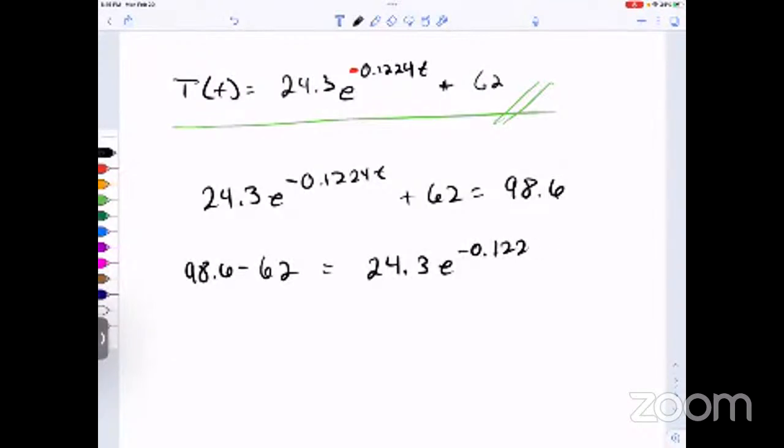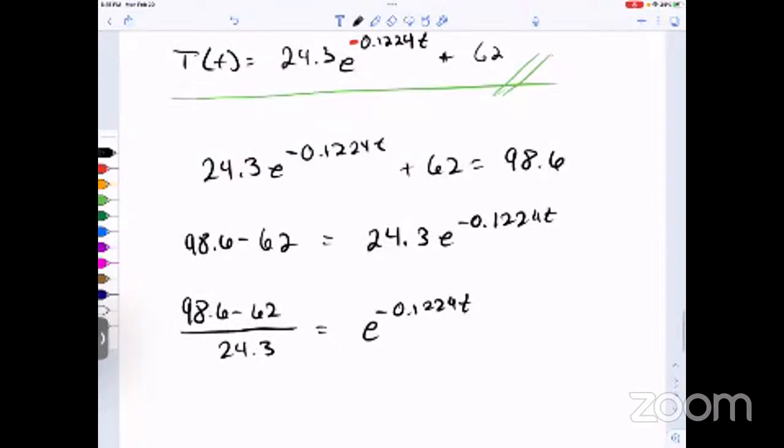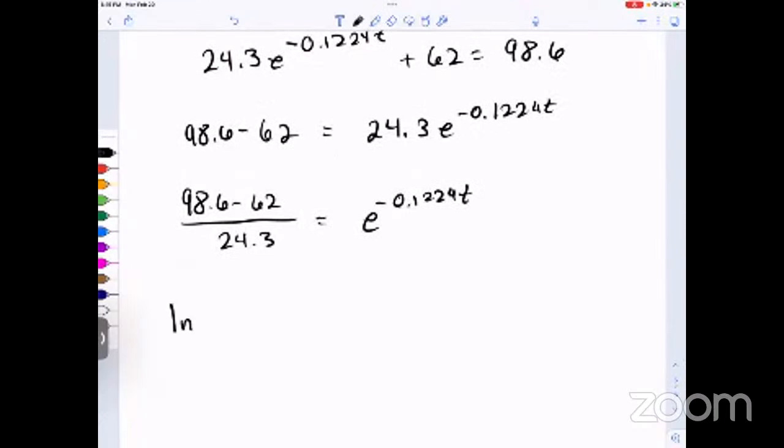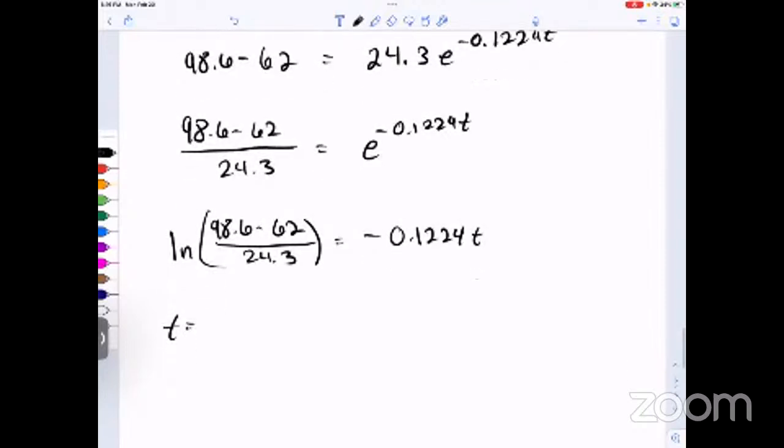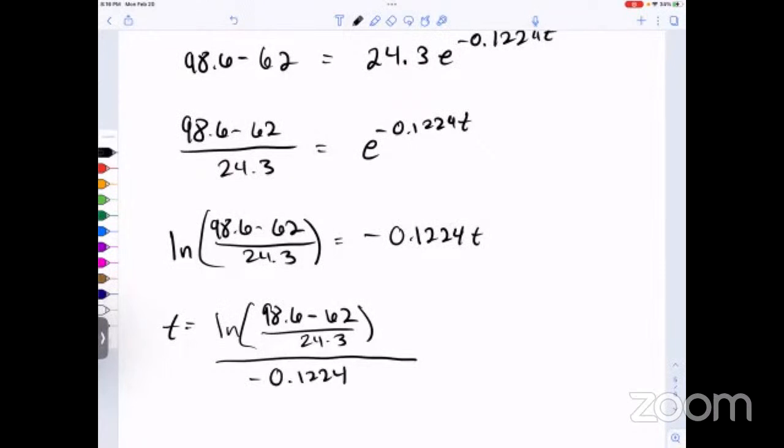Okay, we're still solving for t. We're going to divide both sides by the 24.3. So whatever this answer is, divided by 24.3. What's left on the other side, e to the negative 0.1224 t, okay? Take the log on both sides. And on the other side, we're left with this. Okay. And divide both sides by that negative, and t is ultimately going to be 98.6 minus 62 over 24.3. We're taking the log of all of that, and we're saying this divided by negative 0.1224. Okay, that's the exact result.